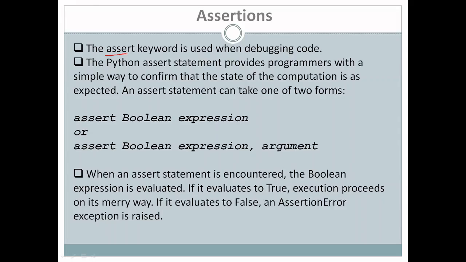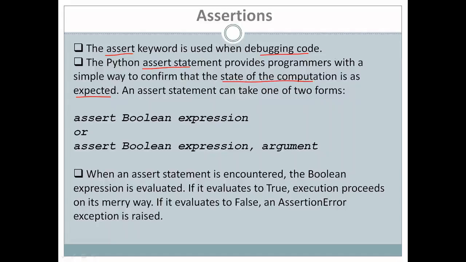The assert keyword is used when debugging code. So assertions, or the assert keyword, help in debugging the code or the program. The Python assert statement provides programmers with a simple way to confirm that the state of computation is as expected. So using the assert statement, we can check that the state of computation is as expected.